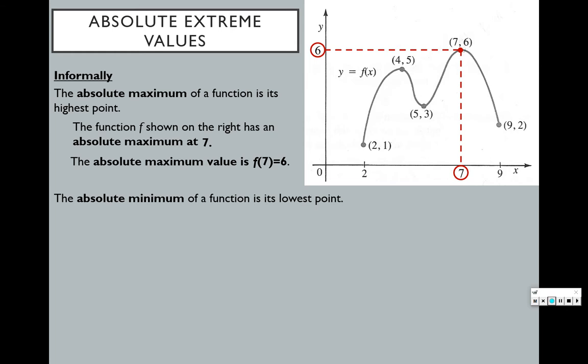The absolute min is the lowest point you see on the whole thing, and this is the lowest point we see on this whole thing. Its absolute min is at 2,1. Notice the absolute min doesn't have to be like a bump or a little hump like this. It can be maybe where the ride started. If we're going to continue with the roller coaster analogy, you could be at its lowest point there.